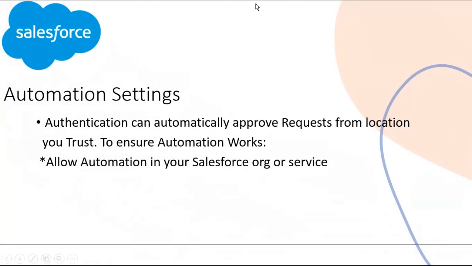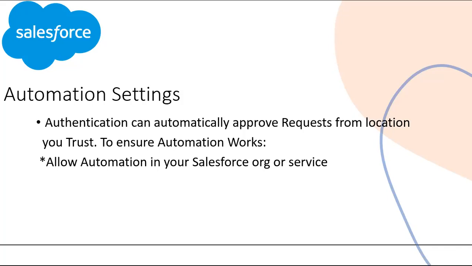And automation settings can automatically approve requests from a location you trust, just like your native place. That is a trusted location, every time you log in. To ensure automation works, allow automation in your Salesforce services. Authenticator can automatically approve requests from a location you trust.